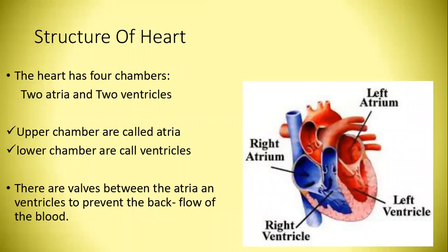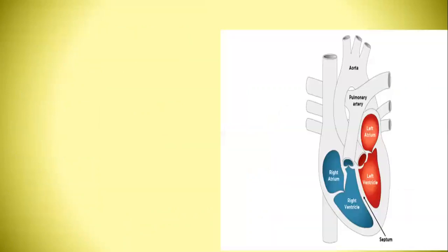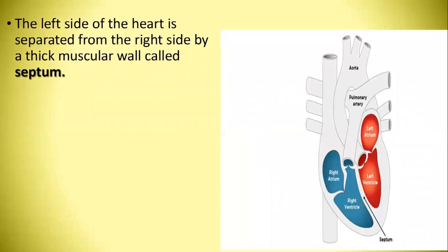There are valves between the atria and ventricles to prevent the backflow of the blood. The left side of the heart is separated from the right side by a thick muscular wall called the septum. This region is called the septum.